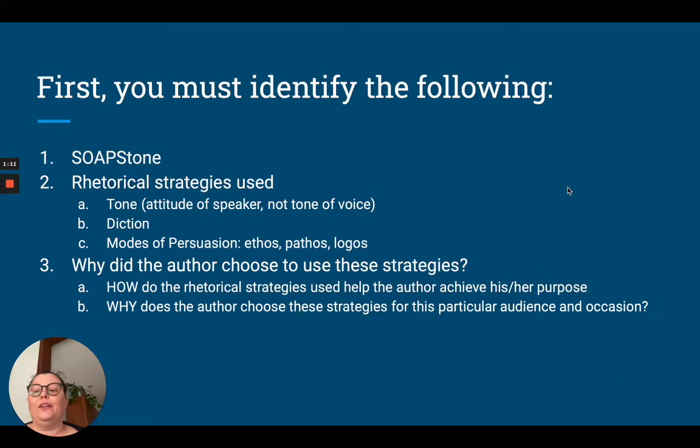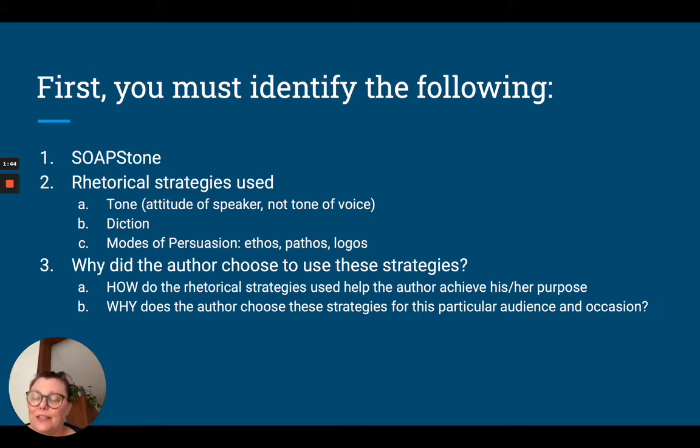So, soapstone. You guys know how to do that. Okay. The rhetorical strategies used. Tone. That's the attitude of the speaker, not the tone of voice. Diction. Now, diction is a word we use, but just a fancy way of saying word choice. Okay, why do they choose to use the words they use, and why do they put them together the way they are? And then the modes of persuasion: ethos, pathos, and logos.